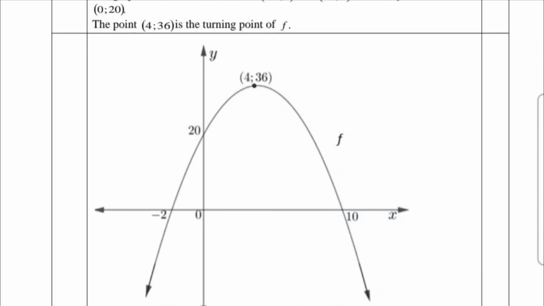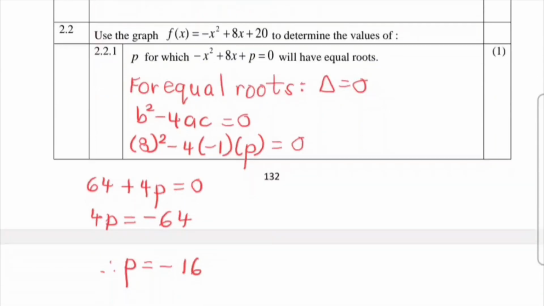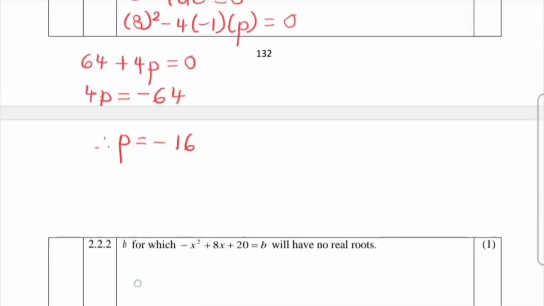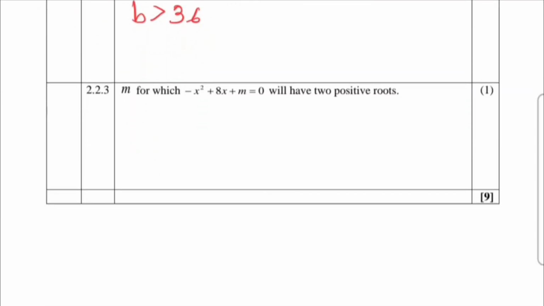We want there to be no roots at all, which means that this graph should be shifted further than 36 units. Anything bigger than 36 units downwards will cause this graph to lie underneath the x-axis, and there'll be no roots. So our answer for 2.2.2, b should be greater than 36.